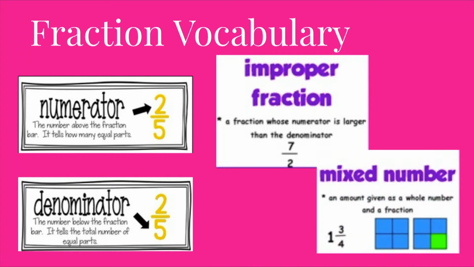Finally, we are looking at mixed numbers as well. A mixed number is a whole number and a fraction put together. So this is the amount given as a whole number and a fraction. Therefore, if you look at this slide right here, you'll see that you have a whole piece of the square plus 3 pieces out of 4 shaded in blue to represent 1 3/4.